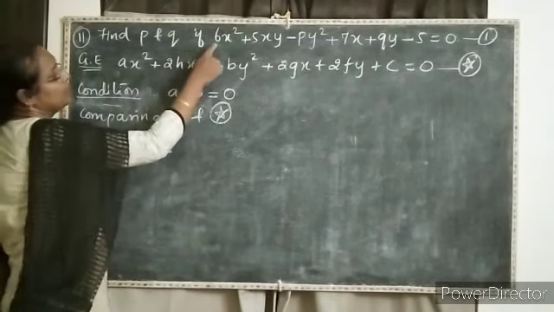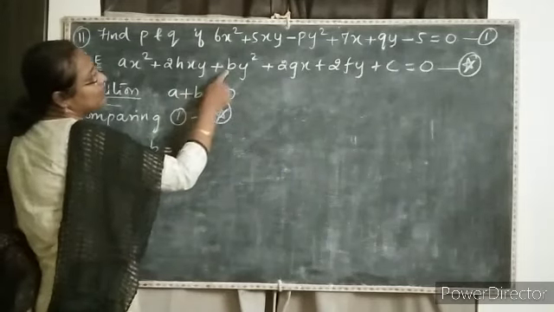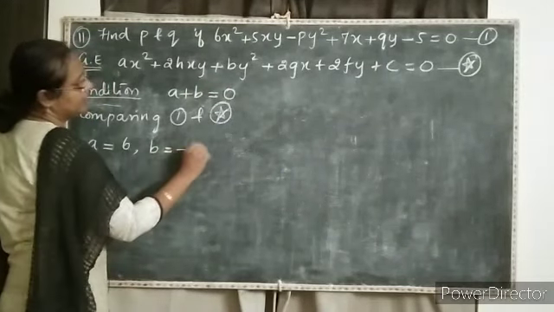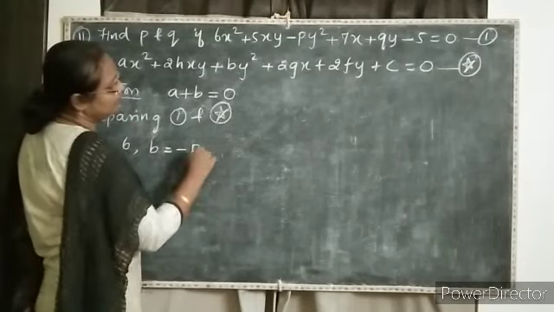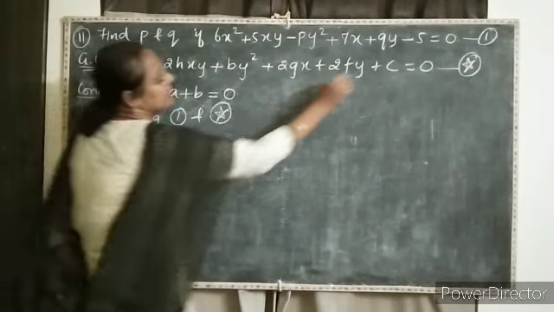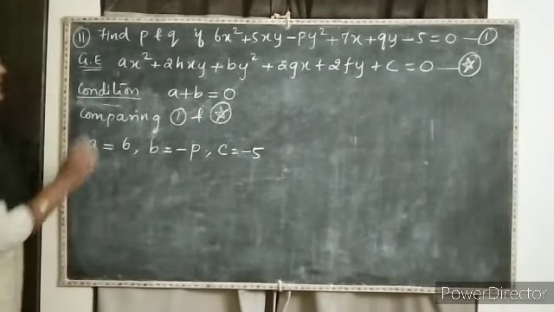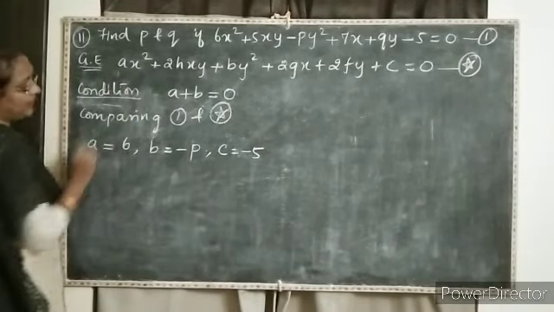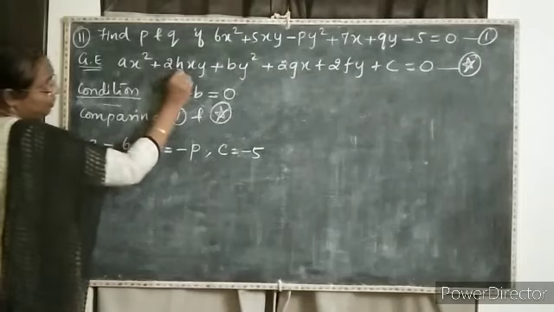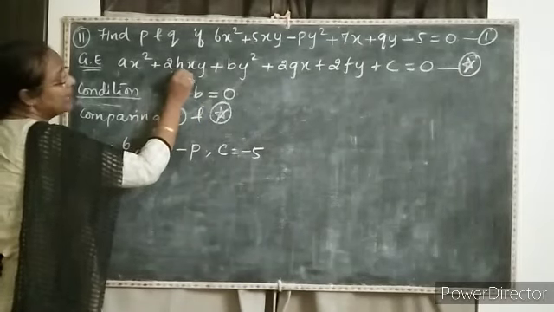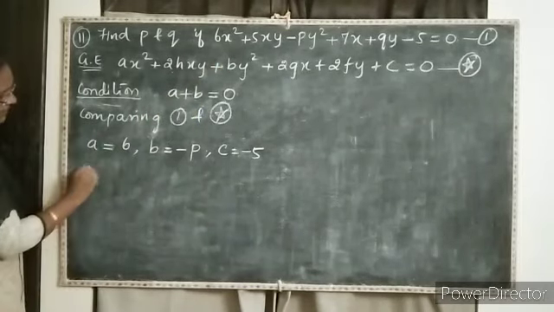Now what will be b? See, a value is 6. Now b value is what? Minus p. Okay. Now next one, what will be the c value? C value is minus 5. Okay. Now next one, we are going to find the value of h, isn't it? So now 2hxy. So 2h value is given to be how much?